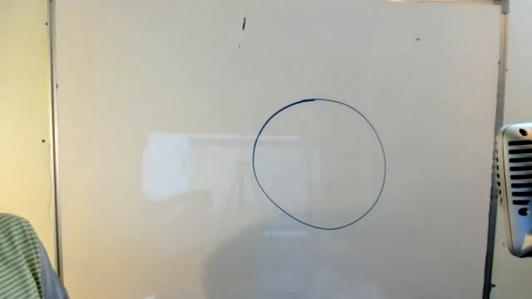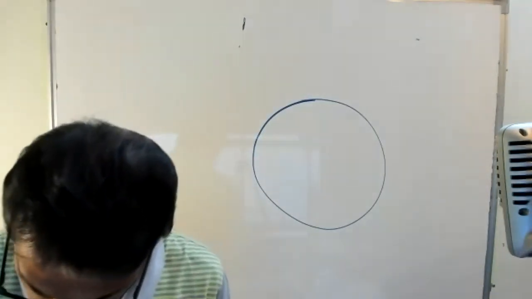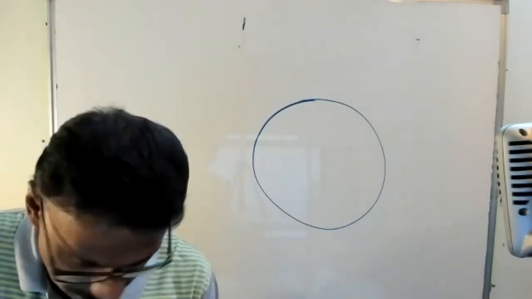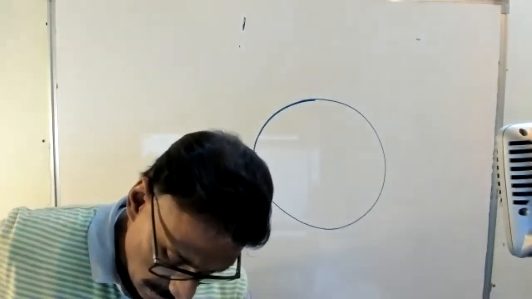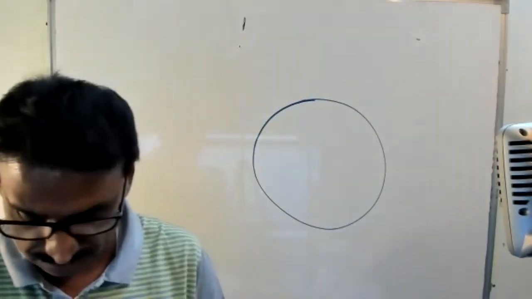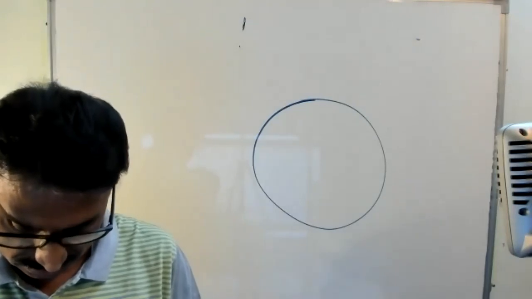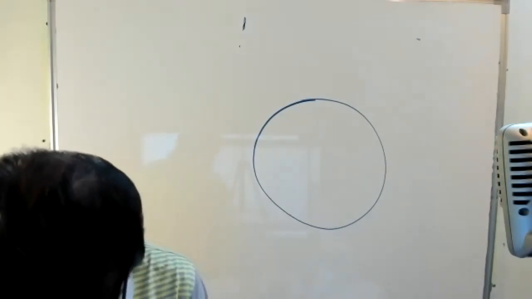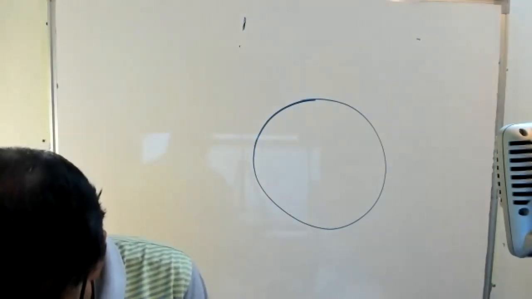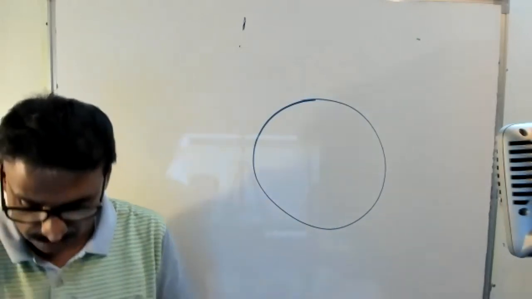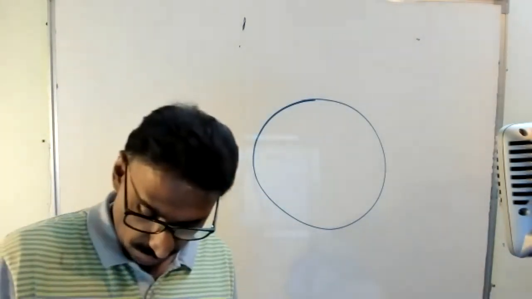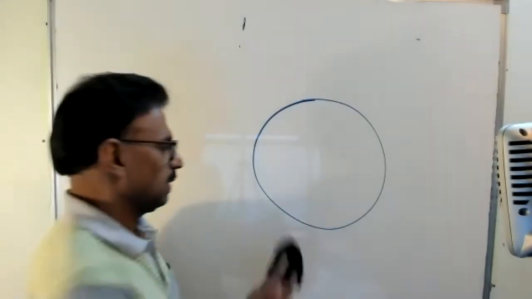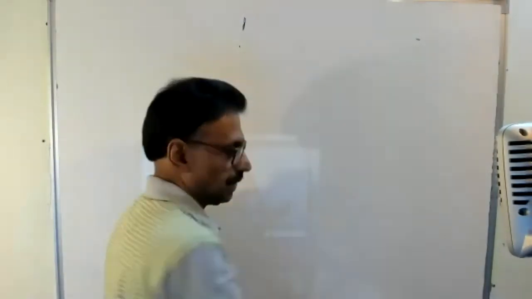Find the coordinates of the circumcenter of a triangle whose vertices are 8, 6, 8 minus 2, and 2 minus 2. Also find the circumradius. Once again, find the coordinates of the circumcenter.